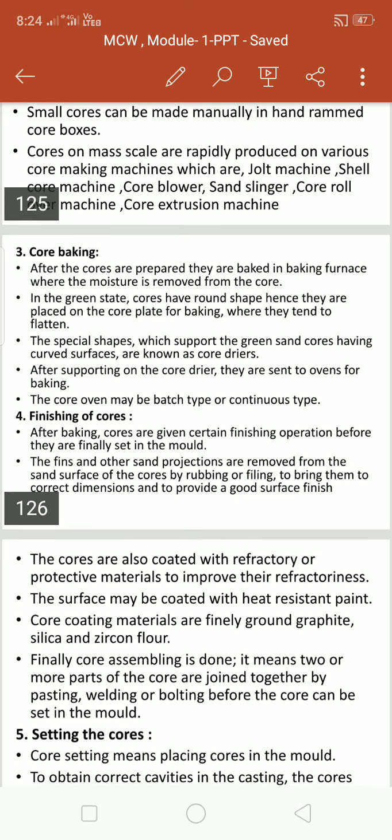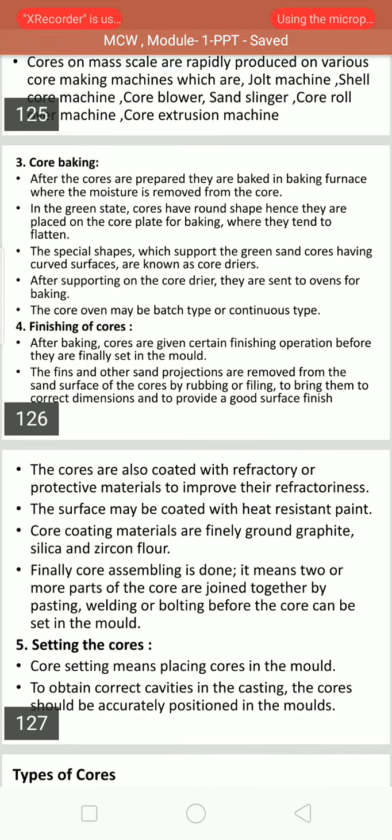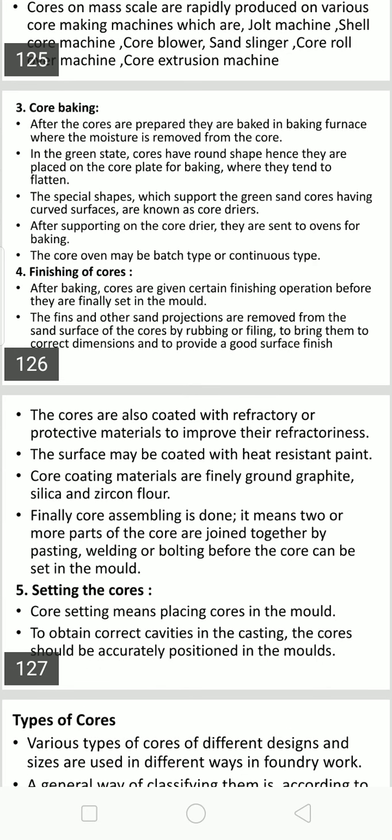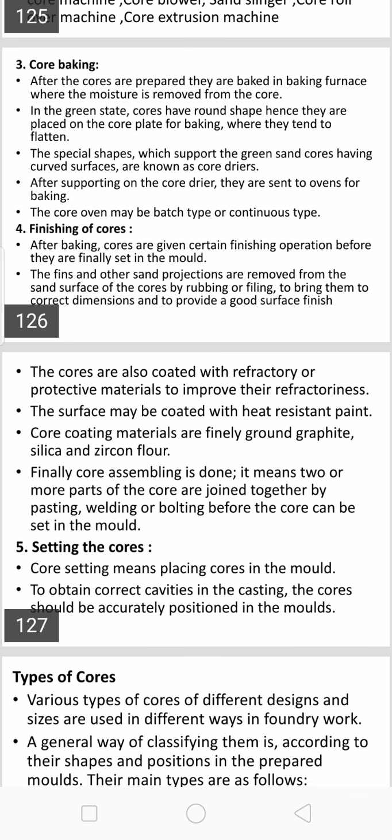Then coming to core baking, green cores are baked in an oven in the temperature range of about 150 to 400 degrees centigrade. Baking is carried out in order to remove moisture content, to improve the hot strength, and to bring chemical changes in the binders. Underbaked cores raise gas and may cause many defects in the casting. Overbaked cores may collapse too easily and may break before the solidification of the metal.